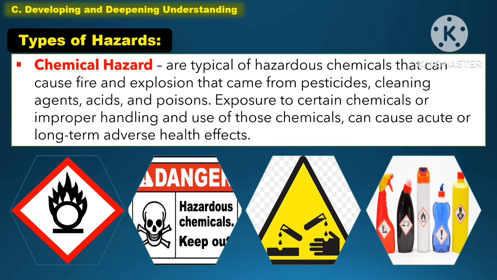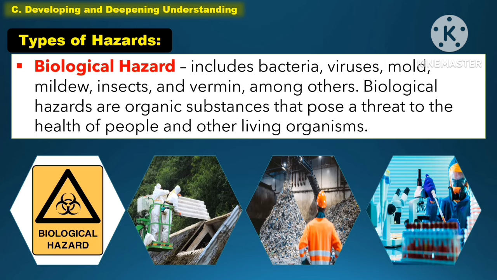Another type of hazard is the chemical hazard, typically hazardous chemicals that can cause fire and explosion that come from pesticides, cleaning agents, acids, and poisons. Exposure to certain chemicals or improper handling and use of those chemicals can cause acute or long-term adverse health effects.